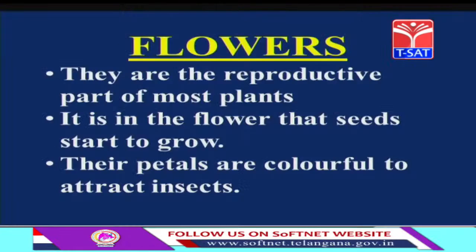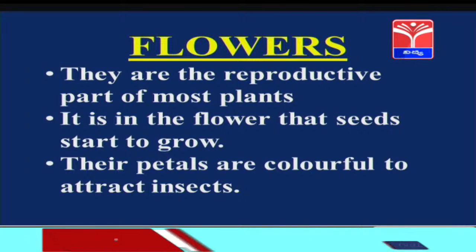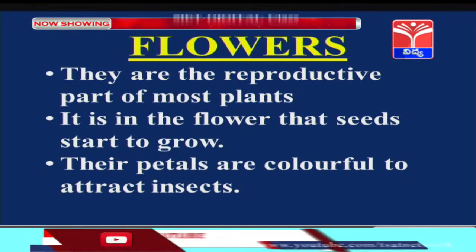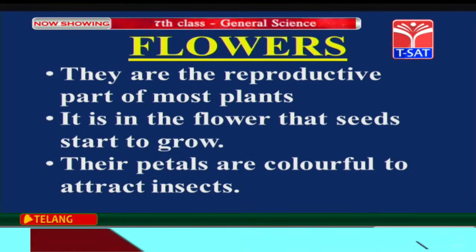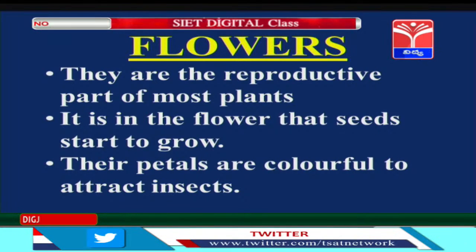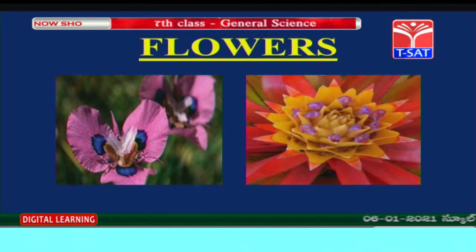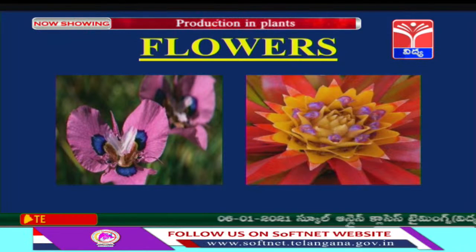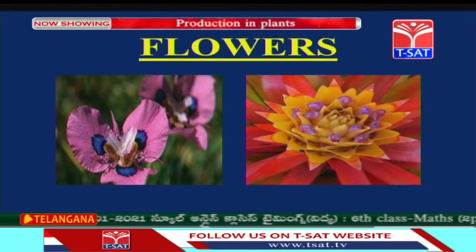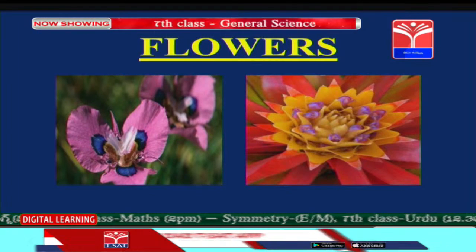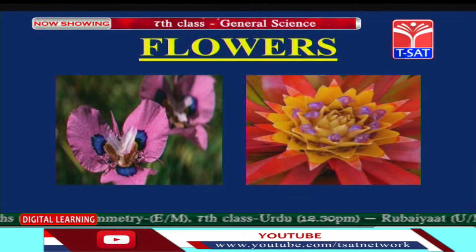So here see children, what do you mean by flower? Flowers are the reproductive part of most of the plants. It is inside the flower that the seeds start to grow, and their petals are very colorful. Why are they colorful? So that they can attract the insects. Different types of flowers are there. They have different colors, isn't it? You might have seen roses, they are of different colors. Jasmine, marigold, sunflower, all these are different types of flowers.